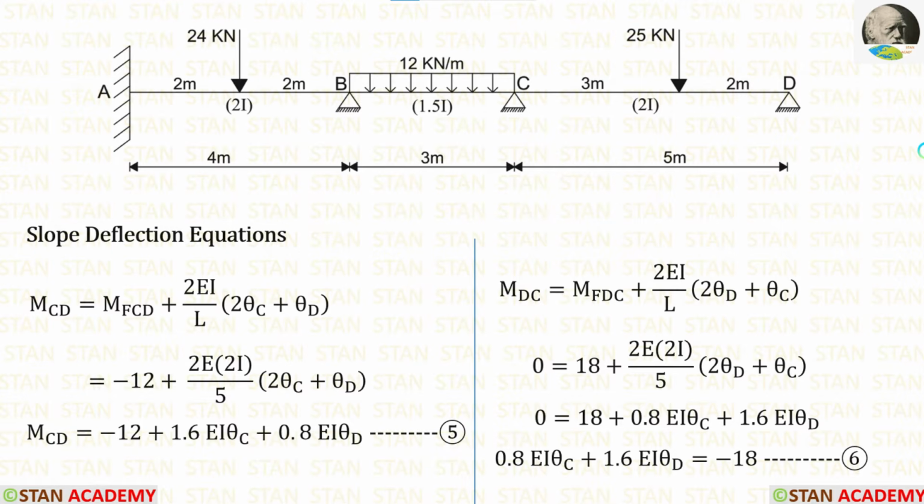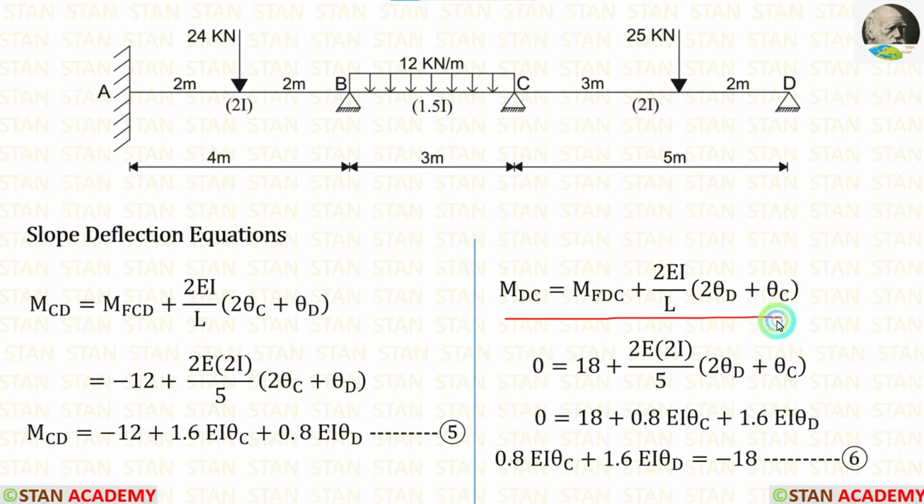Now let us make slope deflection equations in the span CD. The span CD is 5 meter long. Let us apply that in the equations. The moment of inertia is 2I. So instead of I, we have to apply 2I in both of the equations.